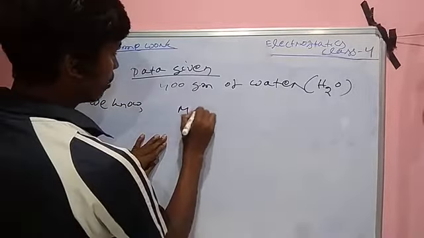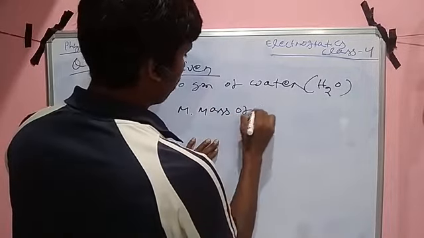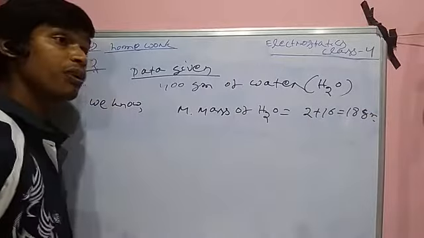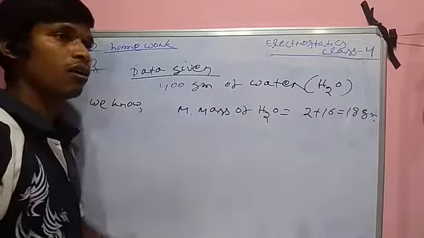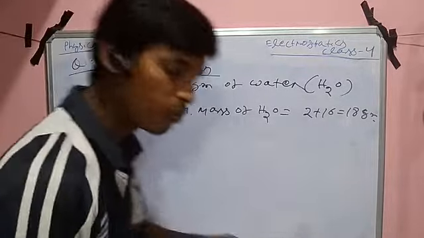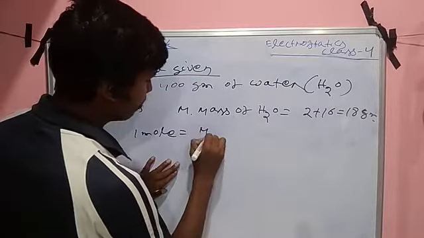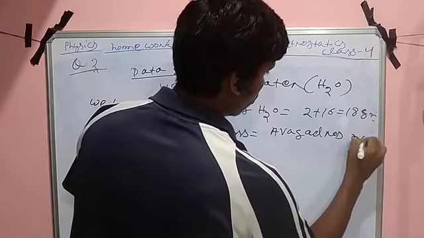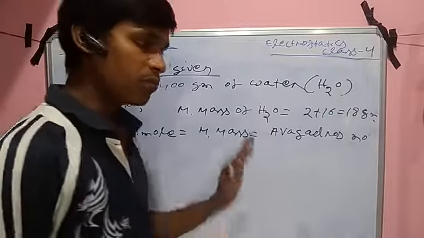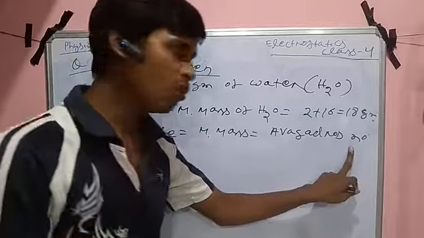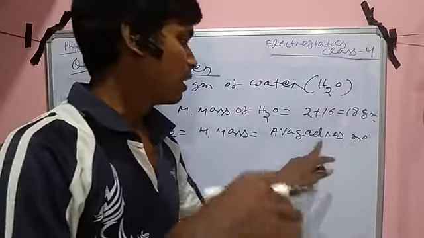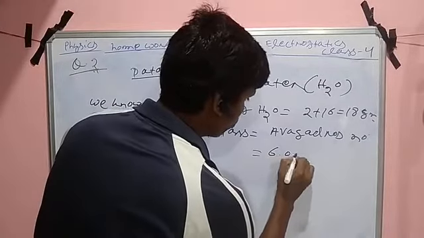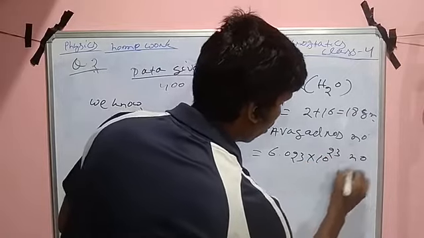We know the molecular mass of H2O is equal to 2 plus 16, or 18 gram. We have already known that 1 mole is equal to molecular mass is equal to Avogadro's number. Now, we have not discussed Avogadro's number, but you have already known it from your first year chemistry. The Avogadro's number is what? 6.023 into 10 to the power 23 number of atoms.